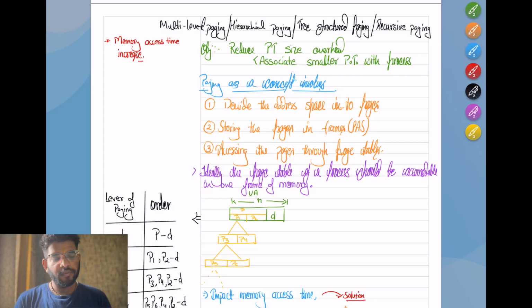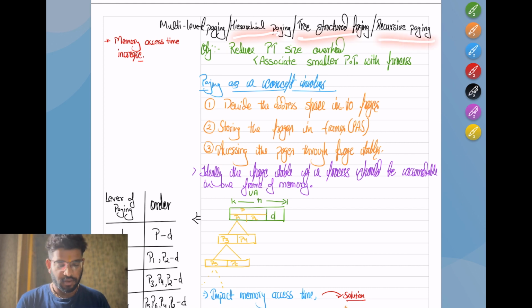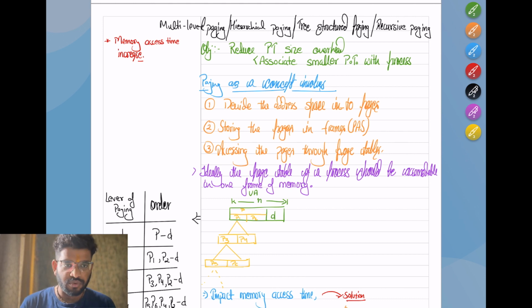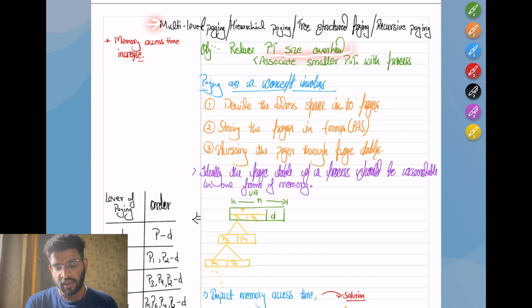Okay, good morning, everyone. In this video, we are going to learn about multi-level paging, also known as hierarchical paging, tree-structured paging, or recursive paging. As we have already learned in the previous video, if we choose the page size to be small, then the number of page table entries will be more, which increases the page table size overhead. So the objective of multi-level paging is to reduce page table size overhead.